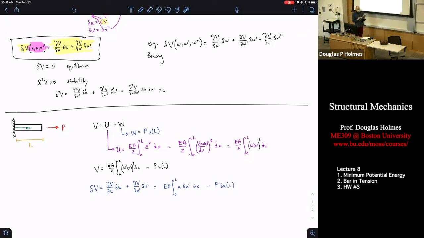Hopefully you got something that looks like this. I'll note that because this is a strain squared, when you take the derivative with respect to strain, the 2's cancel out. And then you have to take that derivative, sorry, this derivative, and then multiply it by delta u prime. So you end up with u times delta u prime.